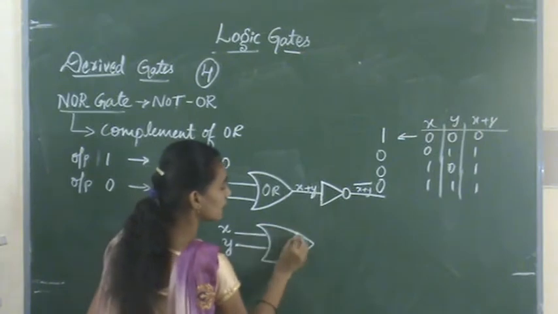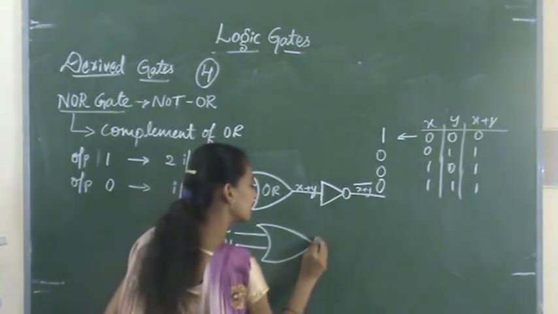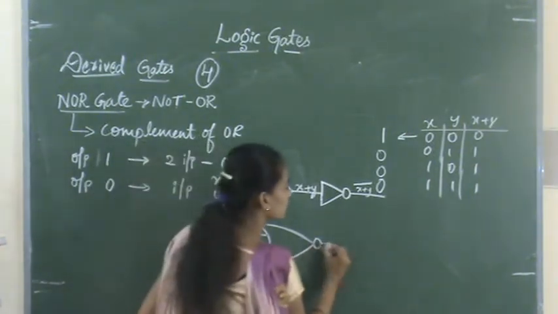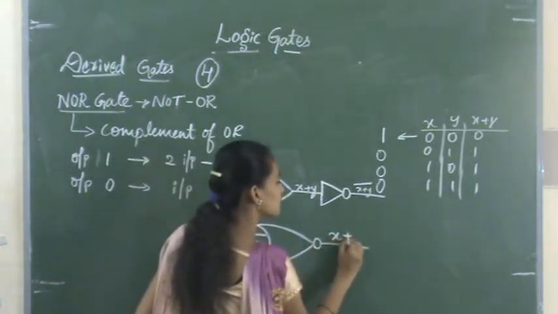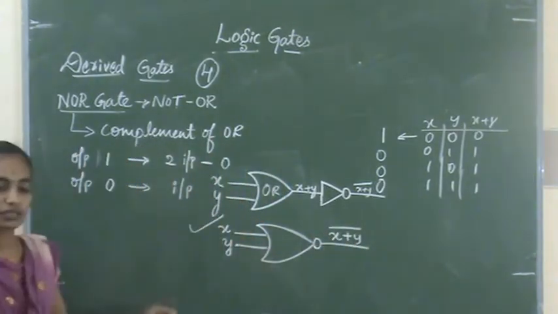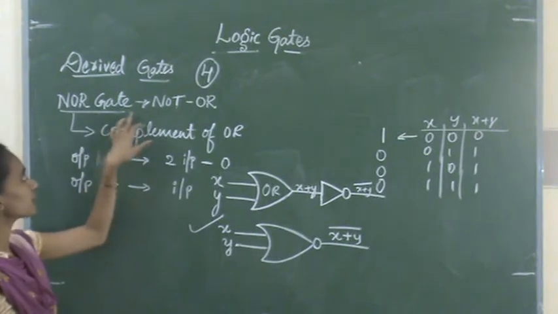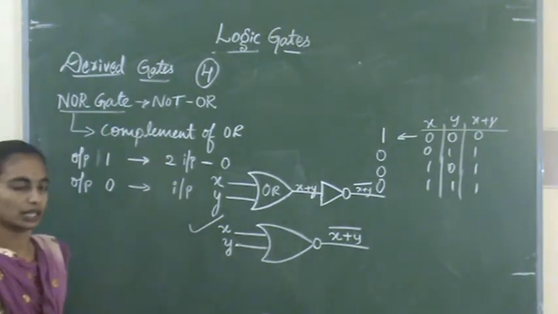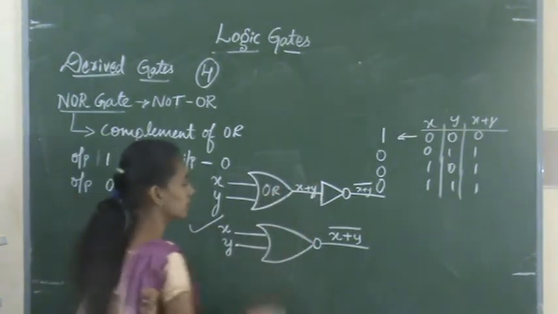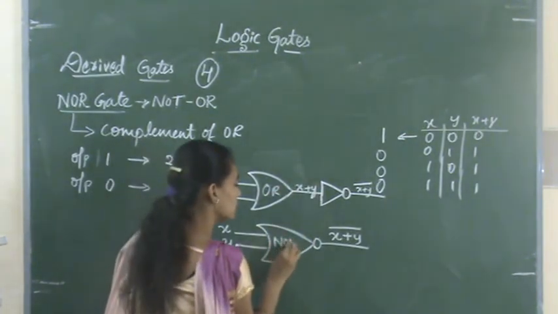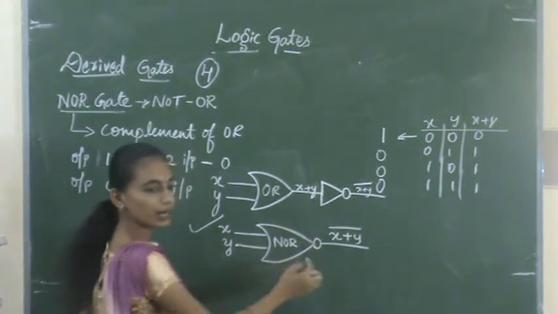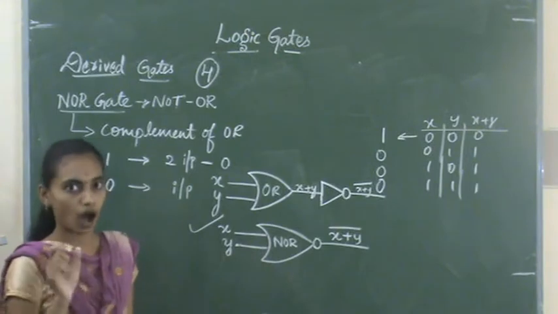So this is an OR gate. For this OR gate, if I use a bubble at the front, this represents X plus Y whole bar. So this is the logic symbol used to represent the NOR gate. By combining these two, I am representing this as a NOR gate. Suppose I remove this bubble, it will work as an OR gate.